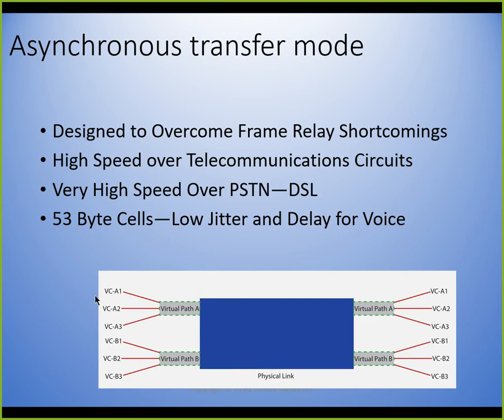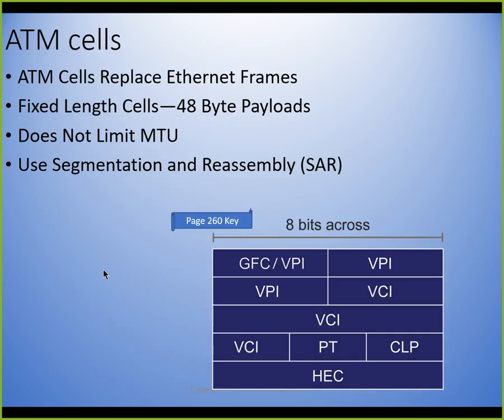ATM, asynchronous transfer mode, is designed, it says, to overcome frame relay shortcomings. It is a fixed size cell. They're going to have 53 byte cells, very high speed over the PSTN, DSL. Down here, the virtual path, we're going to have a path definition on the physical link, and then we're going to have the different elements that are going to come into the virtual path to send the data. Again, getting data from point A to point B is what all of these things are about.